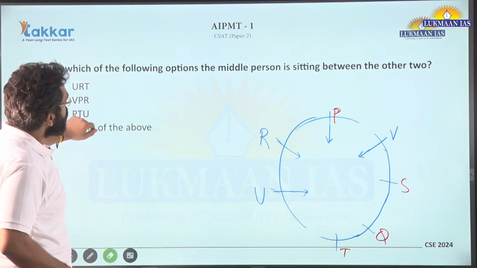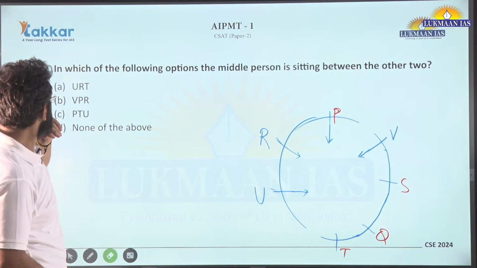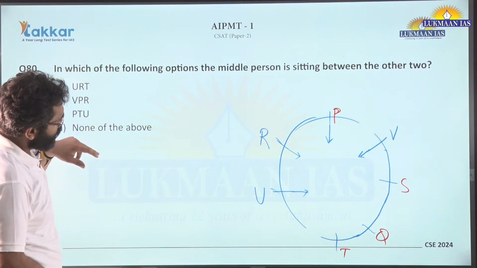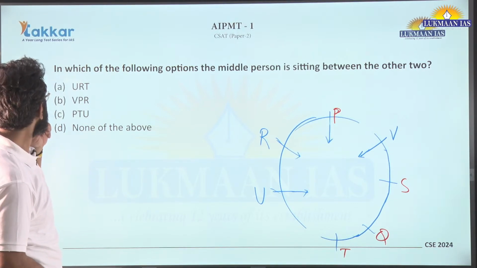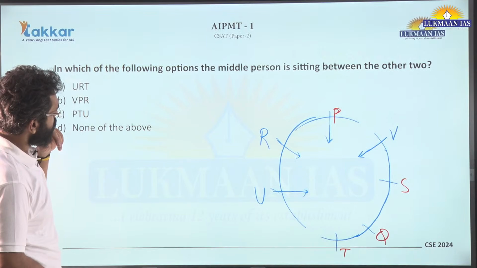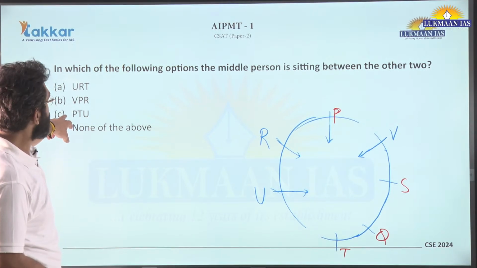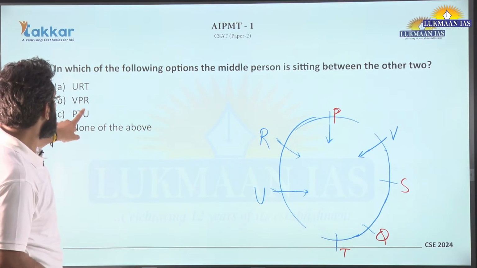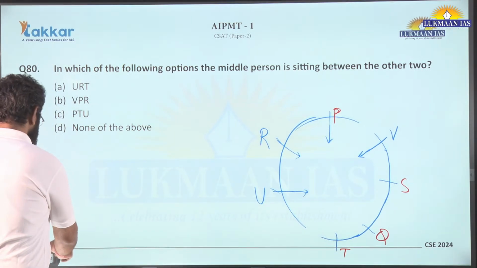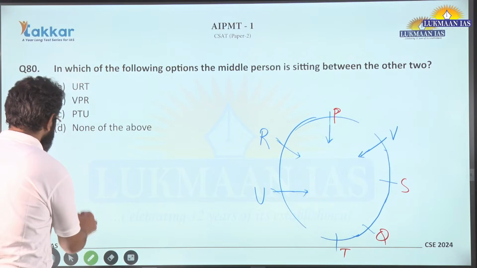In which of the following options is the middle person sitting between the other two? U R T, U R T, no. V P R. Middle person is sitting between the other two. P is sitting between V and R. For question number 80, option B is the right answer.